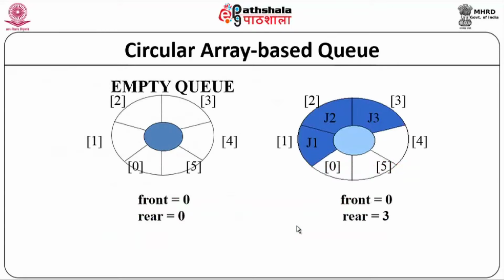So, look at this. Here we have an empty queue, just depicted using a circular array. Initially front is equal to 0, rear is equal to 0, that is an empty queue. We have just taken 0 to 5, and then here we have input 3 elements at 1, 2 and 3. So, front is pointing to 0 and rear is pointing to 3 in this case. Okay. So, increment rear and then put the element there.